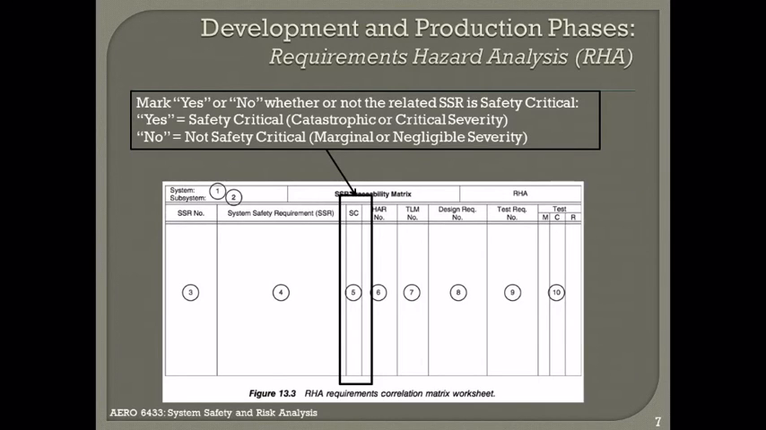The SC column stands for safety critical. Remember that safety critical means that the severity of a mishap would be classified as catastrophic or critical. It is only related to severity, not likelihood. If a hazard has critical severity and negligible likelihood, the risk may not be too high, but due to the critical severity, it's still considered safety critical. So safety critical means catastrophic or critical severity. It does not take into account likelihood.